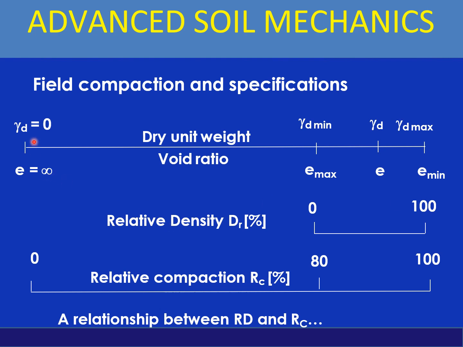And you can see that when gamma d is 0, that is a pure theoretical case. In that case, the void ratio is approaching infinity. When gamma d is minimum, void ratio is maximum. And when gamma d maximum is there, you are having the minimum void ratio. And when your soil is in between these two limits, it means you are having gamma d and you are having e, that is e sub f.